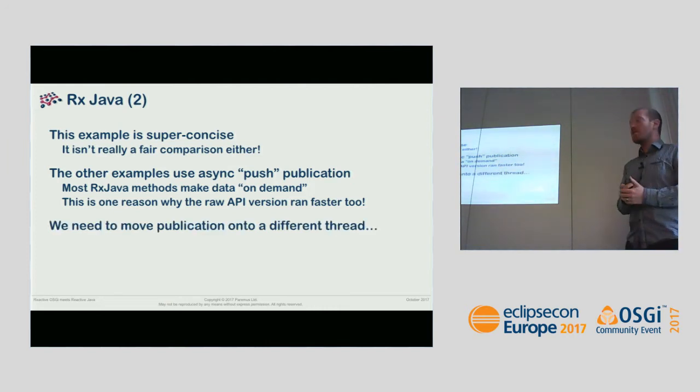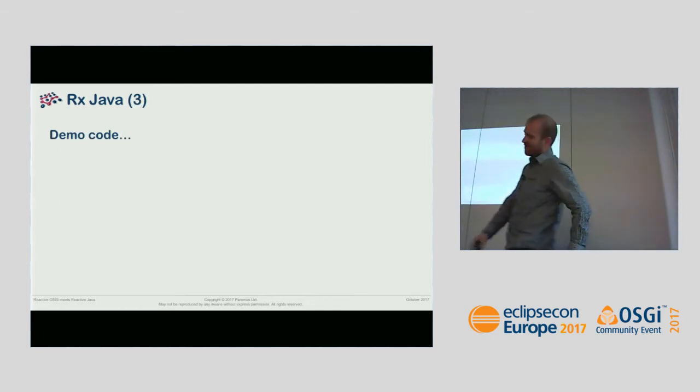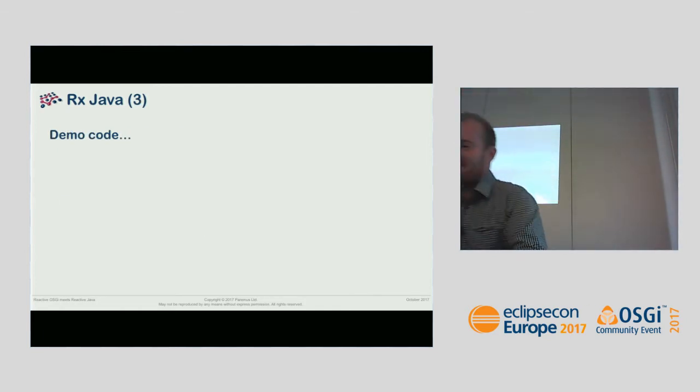So we actually do need to put publication on a different thread. If we're going to be properly comparing things that are doing the same work, and we remember our original statement was these are events that are happening every 50 milliseconds, then the example we had is insufficient. So, one more time.